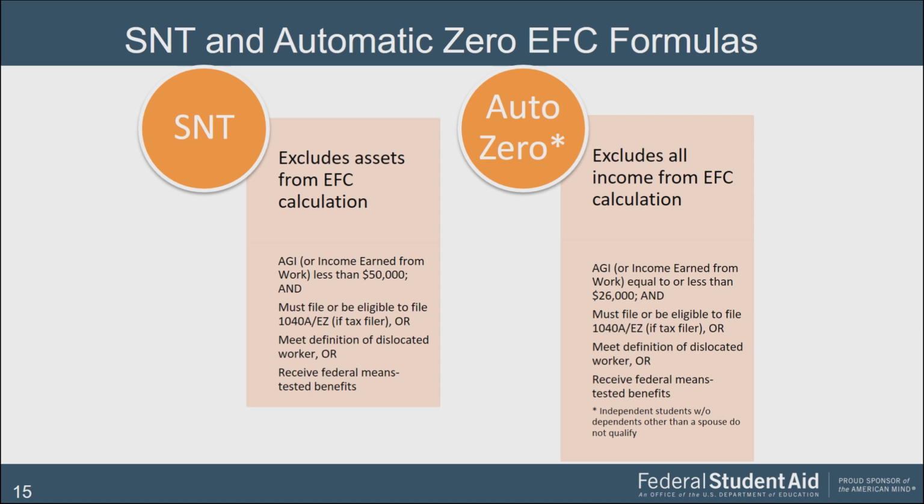If it's an independent student and the income is equal to or less than $26,000, in addition to one of these other criteria, dislocated worker, means tested benefits, et cetera, they also have to have dependents other than a spouse. If they don't have dependents other than a spouse, then even if their income is less than $26,000, they do not qualify for an automatic 0 EFC, but they do still qualify for the simplified needs test. So they would still be able to skip assets.